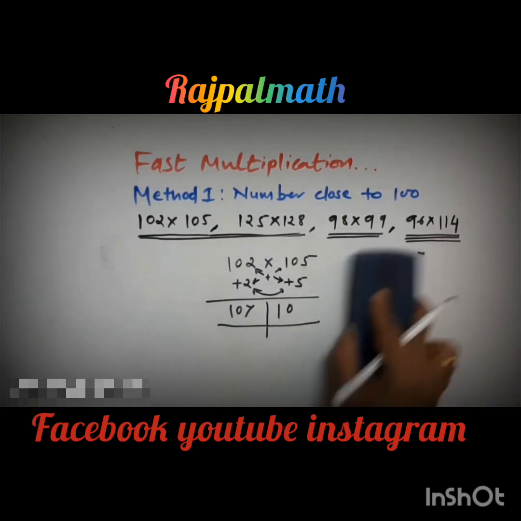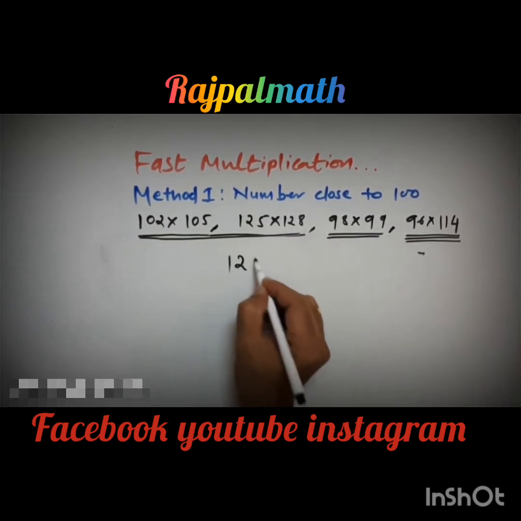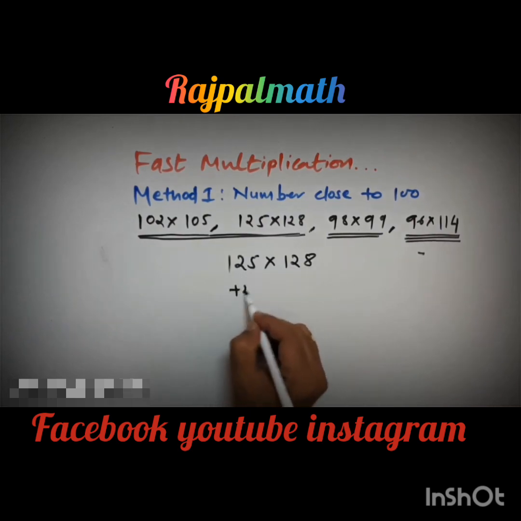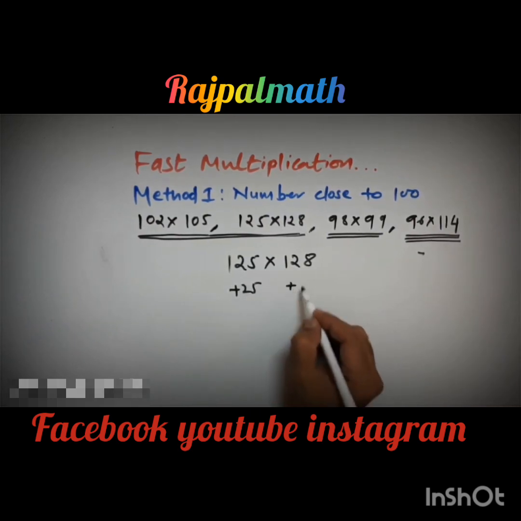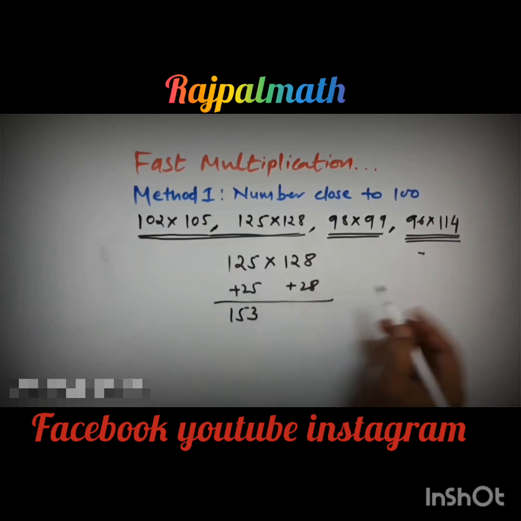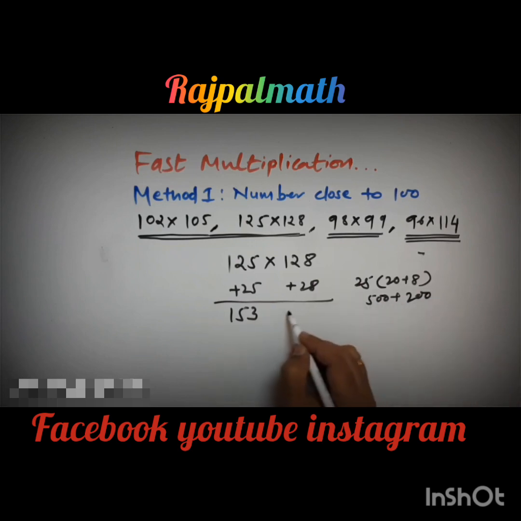Let's complicate it. Let's try to find 125 into 128. So this is 100 plus 25, 100 plus 28. Cross addition, 128 plus 25 is 153, and 25 into 28. So 25 into 20 plus 8. I can write it like this. 25 into 20 is 500, plus 25 into 8 is 200. So this is 700.